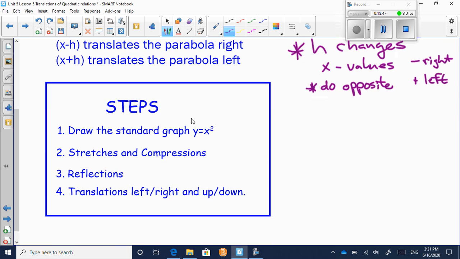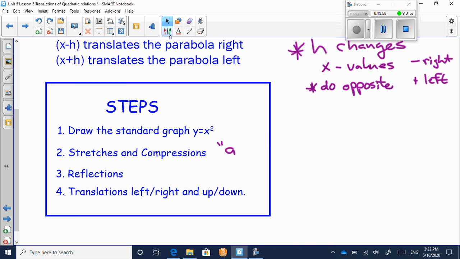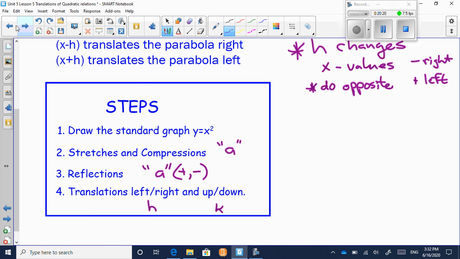Okay, some steps I've said is draw the standard graph, do the stretches and compressions. And so basically you look at the A value to do the stretches and compressions. You look at the reflections again. Basically, you look at A, is A positive or negative? And then do your translations, do left and right. So that's your H, and up and down with your K. So that's kind of the steps of incorporating all of the things that we've done so far.